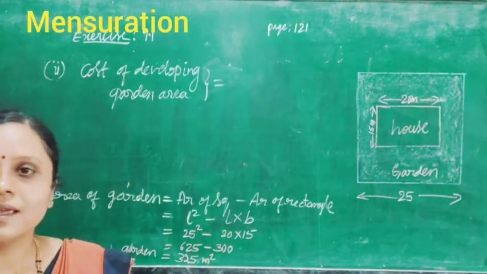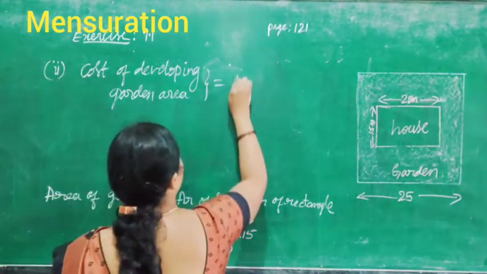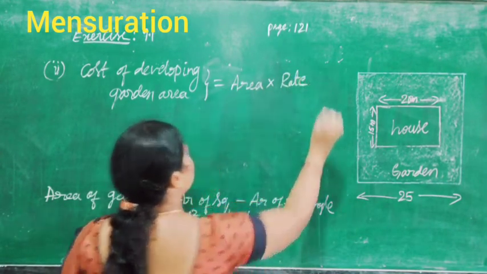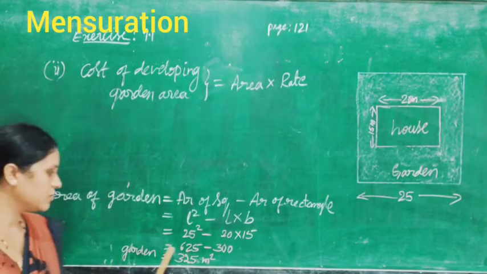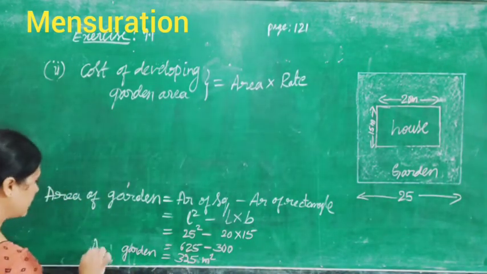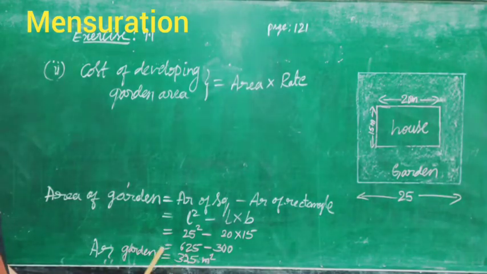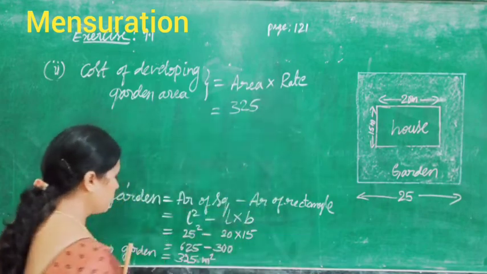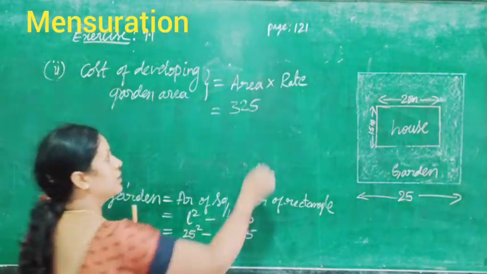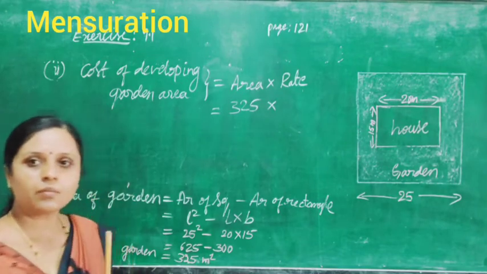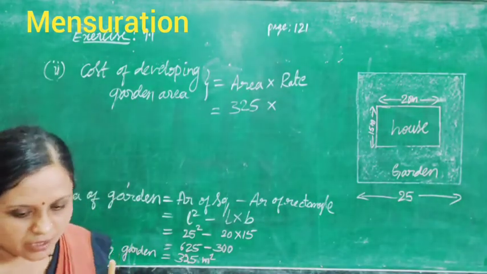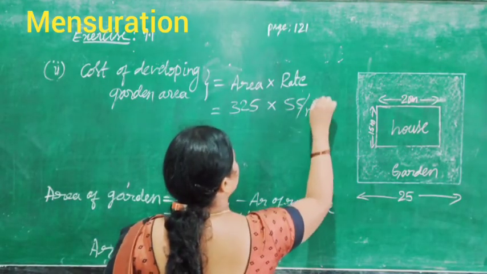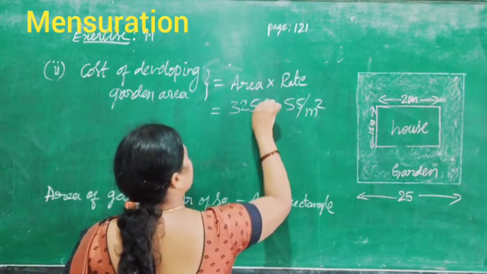That is area into rate. Look at this one, students. Now we have already found the area of the garden. So put this garden area, that is 325, and multiply by the rate. What is the rate? Per meter square, how much is it? 55. So that is 55 per meter square. This is also in meter square.